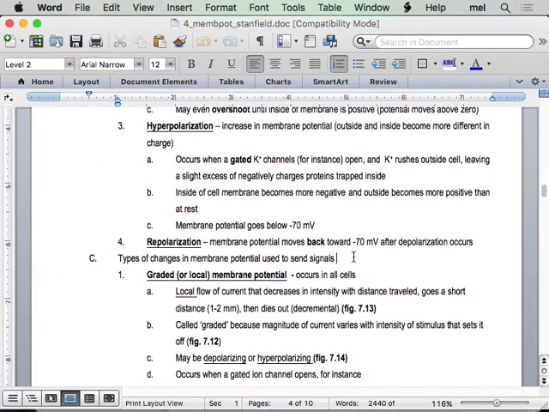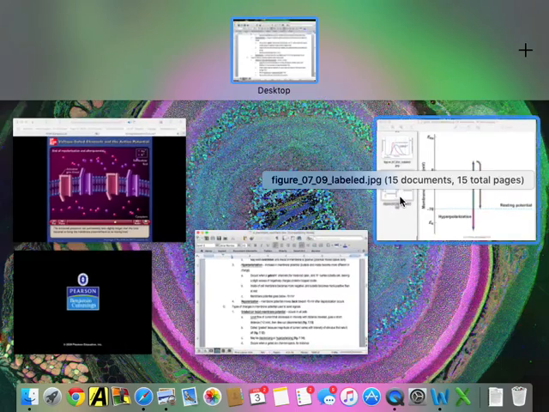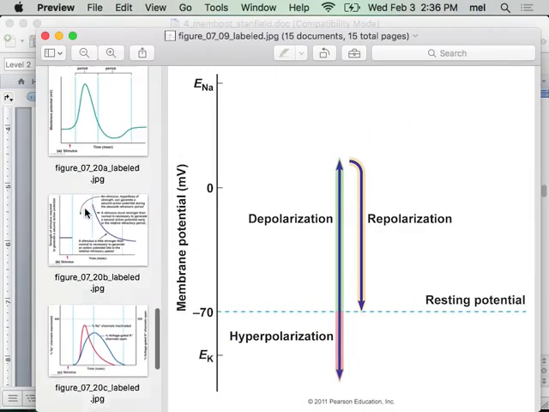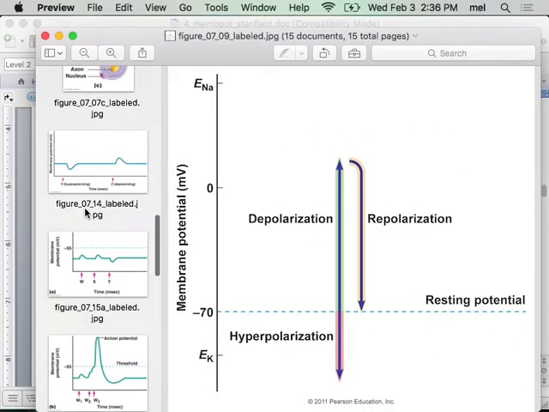Okay, so now we know the concept of depolarization and hyperpolarization. So what I'm going to do is start at a cell at resting membrane potential, which is minus 70 approximately. And then the first type of change in resting membrane potential that you can do is called a graded or local membrane potential. Let me show you what it looks like, and then I'll explain to you how it gets that way.